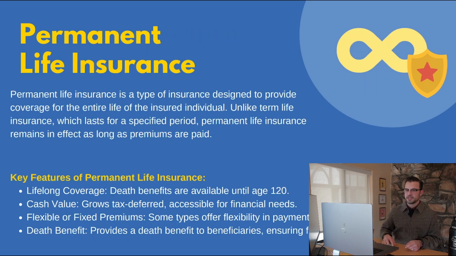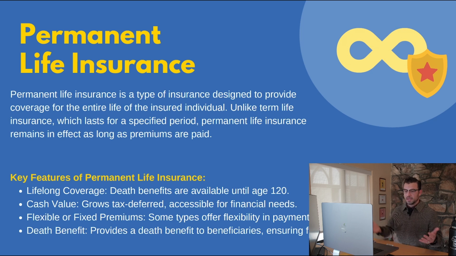Now, next here is permanent life insurance. Like the name, it's designed to be permanent. And as you can see on the screen, it's lifelong coverage. As long as it's set up correctly, the death benefit is available until age 120. Now, I hope we all live that long. If you live to 120, then the insurance company will actually just give you a check at 120. So kudos to you if you live that long.